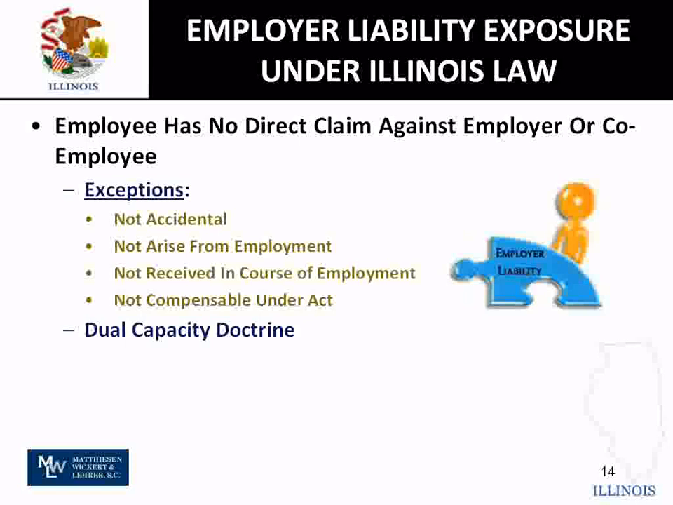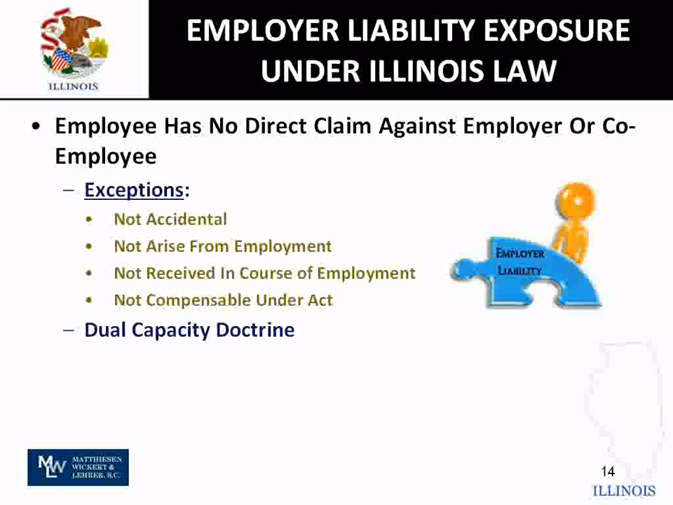There are some exceptions to the employee having no direct action against the employer. You can see those: it's not accidental and doesn't arise from employment, not received in the course of employment, and not compensable under the Act to begin with. The majority of these issues are going to arise in situations where workers' compensation isn't going to apply in the first instance, at least coverage for it won't apply. So in the situation where we have no work comp to begin with, there is, of course, going to be no work comp subrogation.